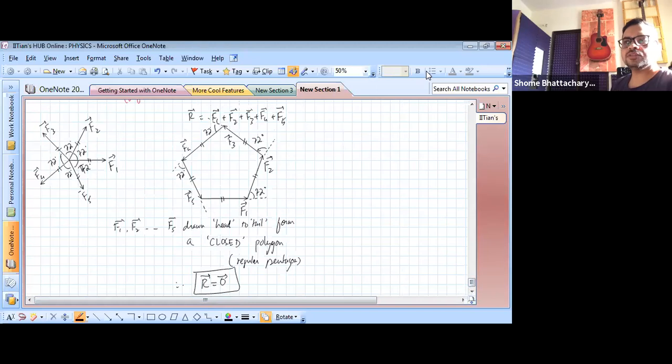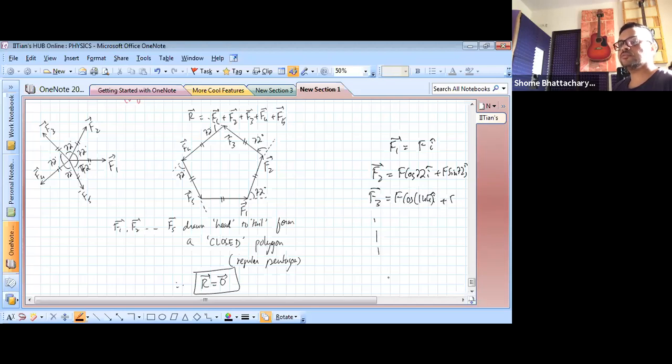Yeah, the other method as I told you is that you write your vectors in component algebra. So you write F1 as F I cap. You write F2 as F cos 72 I cap plus F sin 72 J cap. Like that, F3 will become F cos 144 I cap plus F sin 144 J cap. Like that, you write all of these. And you use a calculator to find cos 72, sin 72, cos 144, sin 144, and all these angles. And you do the resultant sum that way. But as I told you, that's a very lengthy and tedious method.